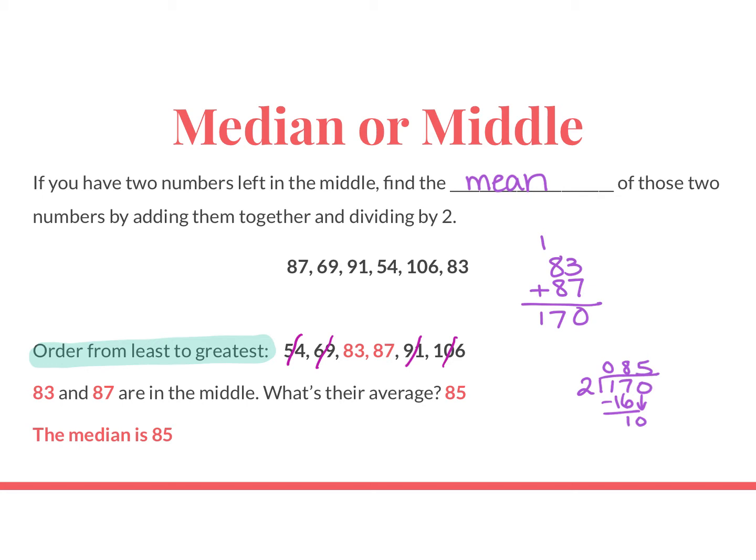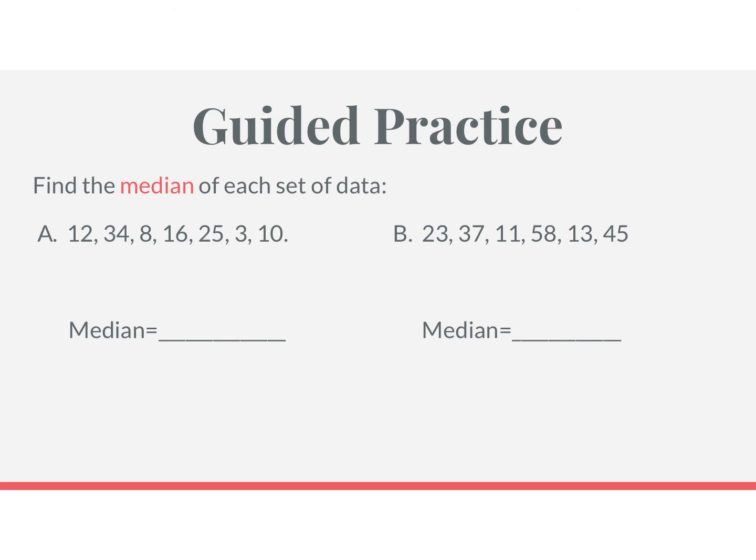And we get 85. So the average of the 2 numbers in the middle is 85. And so our median for this data set is 85. Now let's solve a few guided practice problems together. For each data set, we will be solving for the median.